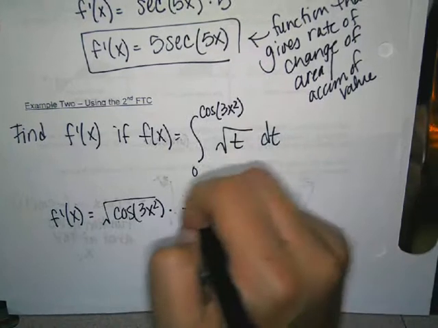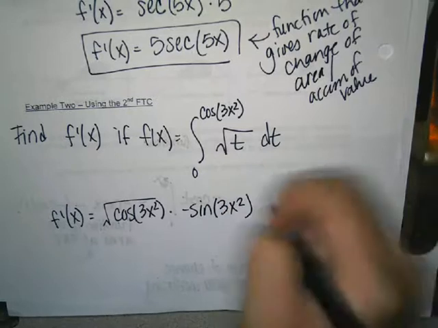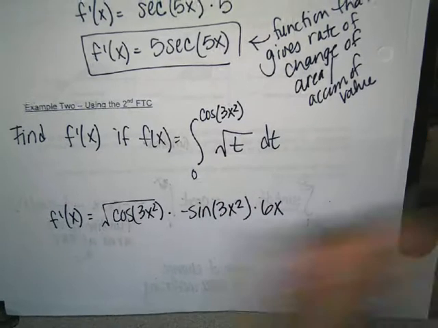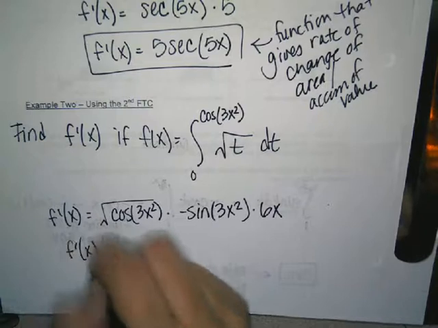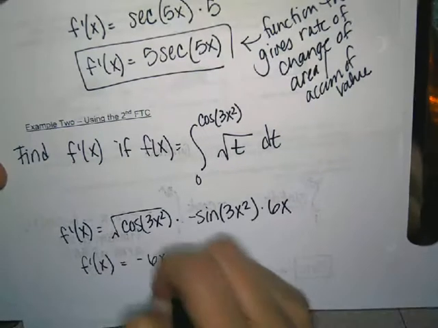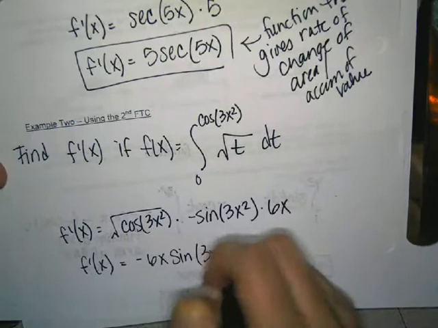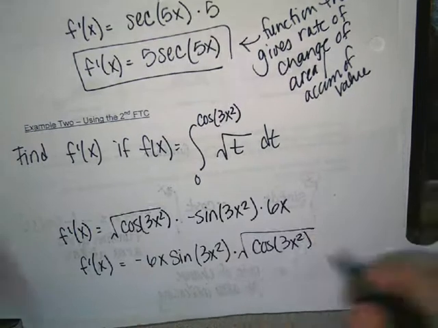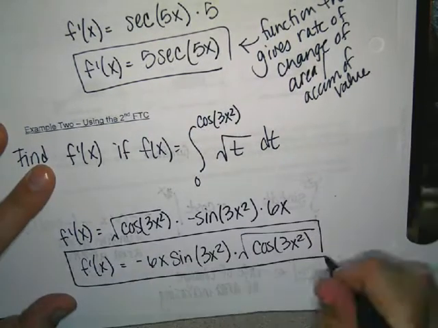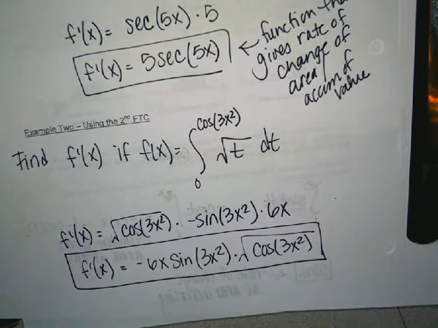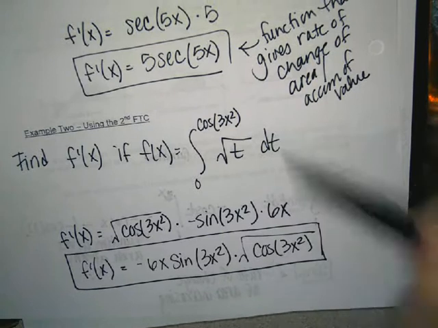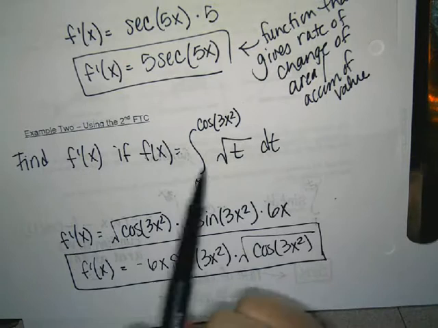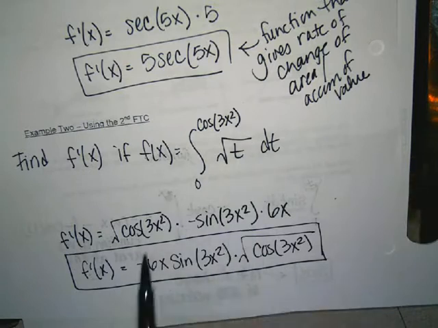So we have negative sine of 3x squared times 6x. And then we're going to go ahead and simplify that. So negative 6x sine of 3x squared times the square root of cosine 3x squared. And you're done. So that's all there is to this. There's not much work to show. You just have to recognize, hey, they're asking me for the rate of change of area, so I can shortcut and find f of u times du and go from there. Okay, we'll look at this again tomorrow.